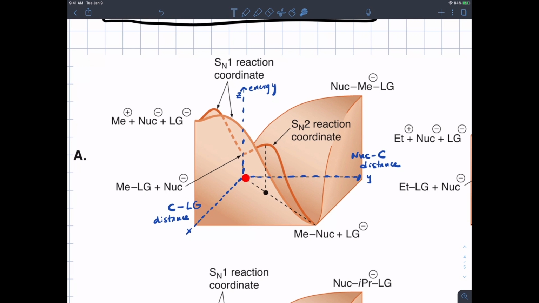In contrast, if the leaving group leaves at the same rate that the nucleophile comes in, then you're going to travel along this diagonal, and here is the SN2 transition state. It's closer to the starting materials than to the products. We're assuming that starting materials are higher energy than products. But at this point, the nucleophile has come in about the same amount that the leaving group has left, and that's our SN2 reaction. All right? You okay with that so far? All right.